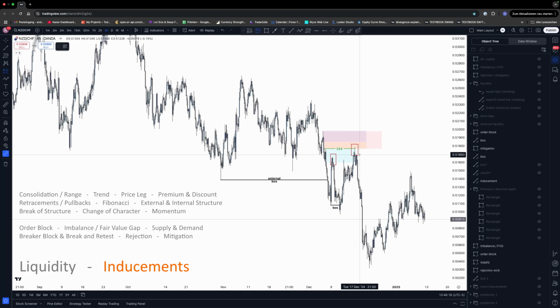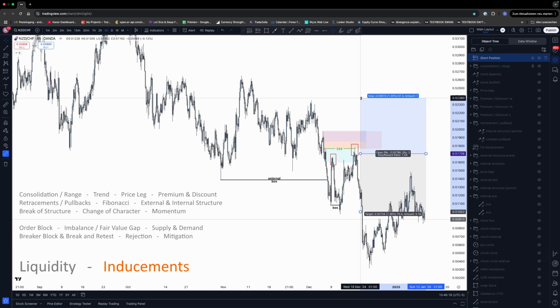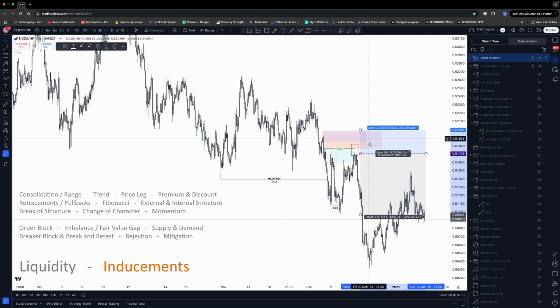Well, I admit this is not the perfect example from a risk to reward standpoint. If you want to really cover the external high until here, this is 1.1 risk to reward. It's not really the best of the best, but it's a valid trade idea. Or if you want to be a little more aggressive, you can have your stop loss here for a nice 2.5 risk to reward. This is interesting.